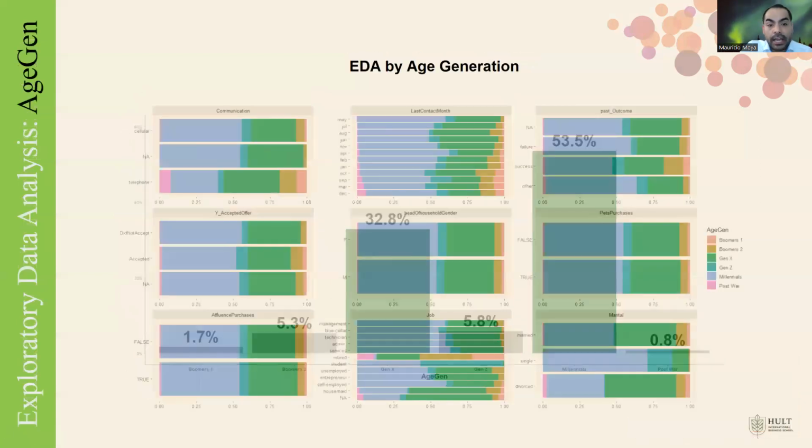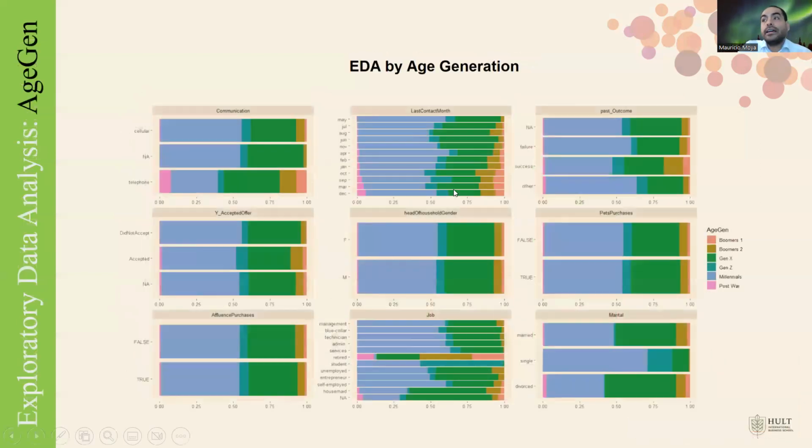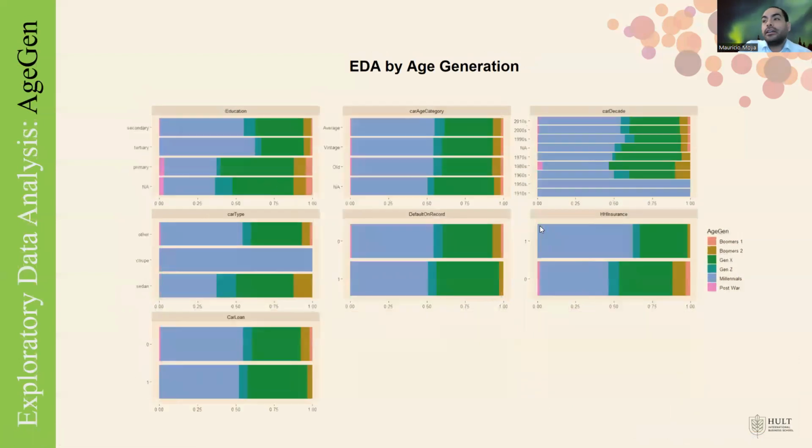Regarding the EDA by age, we can see that most of our users are between Gen Z and millennials and Gen X. And that's the distribution of data along all the variables of this case.